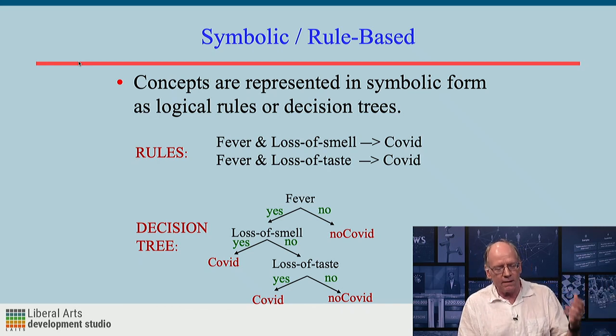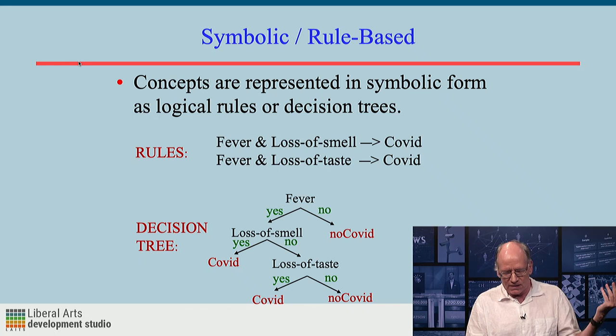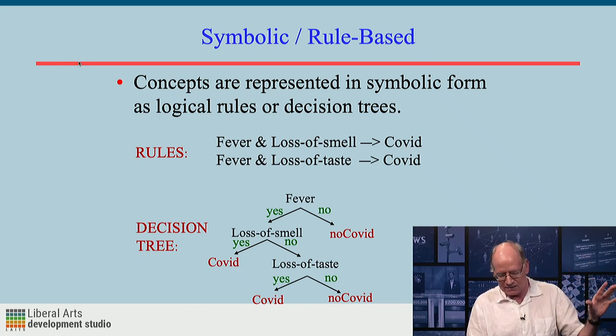So the first, as I mentioned, is the symbolic or rule-based approach, where we represent concepts in some sort of symbolic form, typically like logical rules or decision trees. I use this example of diagnosing someone as having COVID, and there's not really any medical knowledge here. I'm just trying to use this as an illustrative example. So say you have a couple of rules. It says, if you have a fever and you've lost your smell, then you have COVID, or if you have a fever and you've lost your taste, you have COVID.